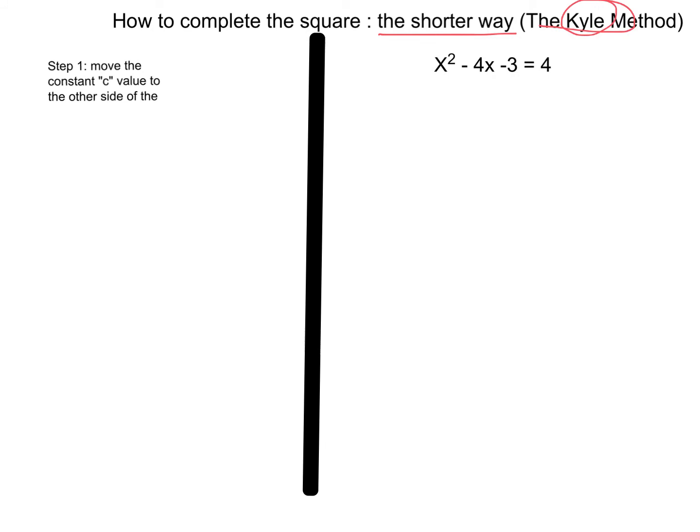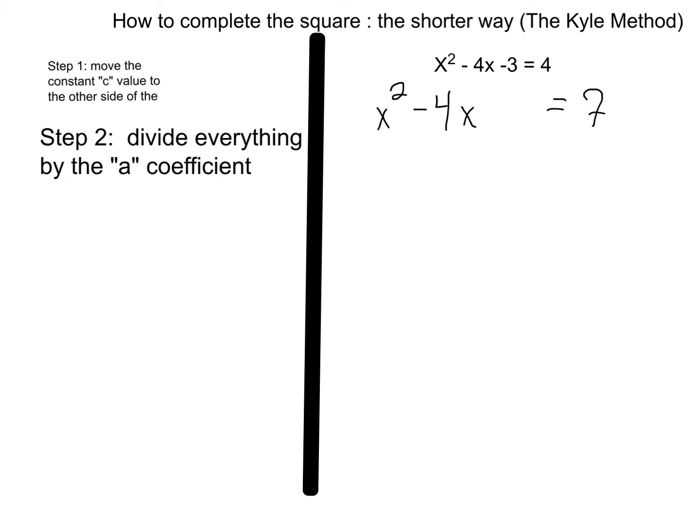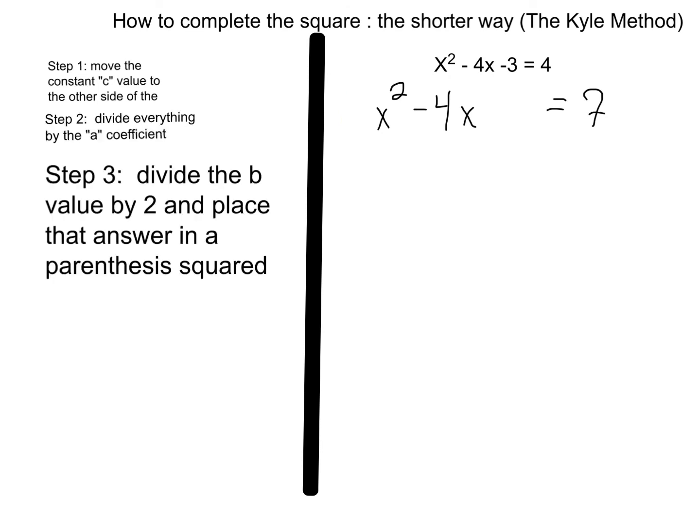Now, the first two steps are going to remain the same, okay? So first thing we're going to do, we still have to move the c away. So we're going to add the 3. X squared minus 4x is equal to 7. Okay, that step doesn't change. All right, now, next thing, divide everything by the coefficient of a if you need to, but again, there's nothing there. So we don't have to worry about it. This is really a 1. Okay, so we don't have to worry about that.